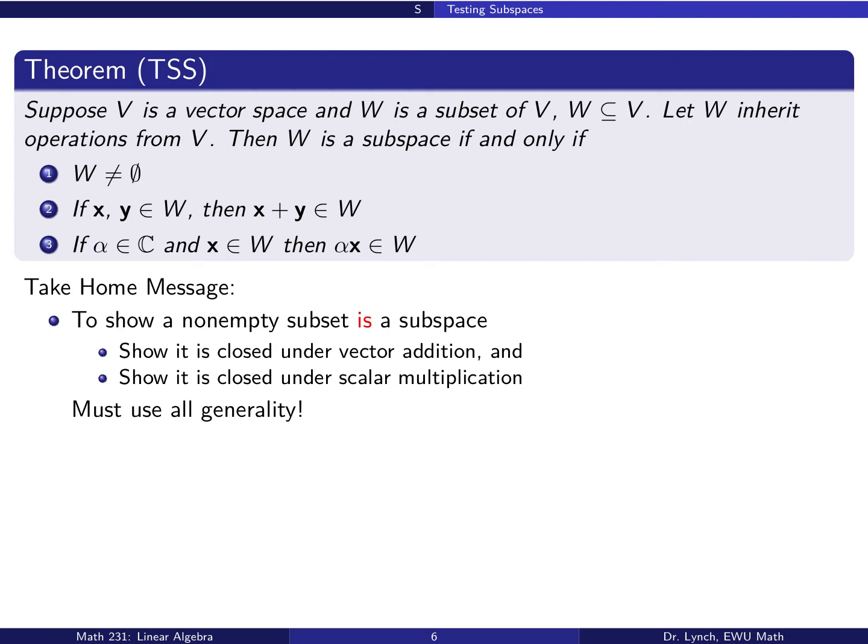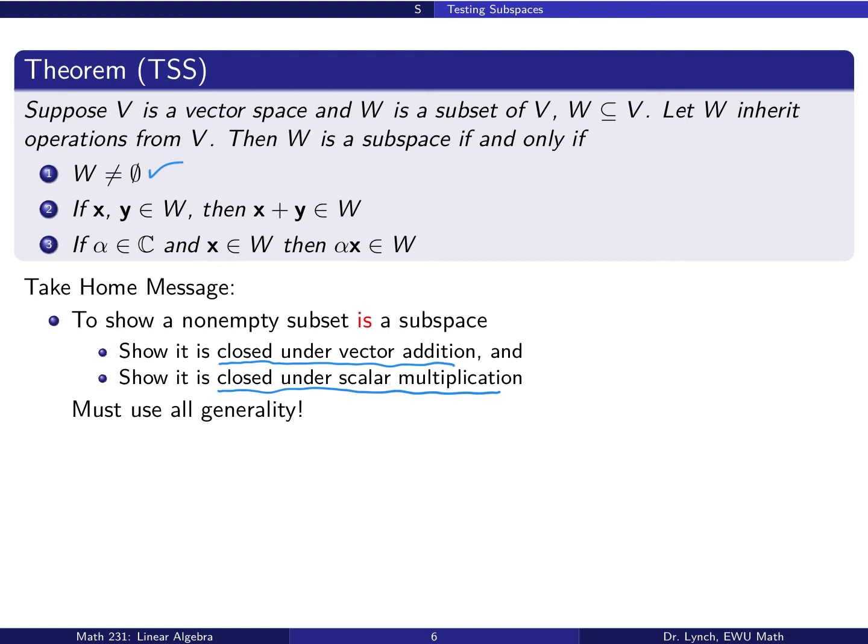So generally speaking, our subsets W are always non-empty. We don't want to talk about boring subsets. So all you have to do is show this closure under vector addition and show this closure under scalar multiplication in order to show that a non-empty subset is a subspace.